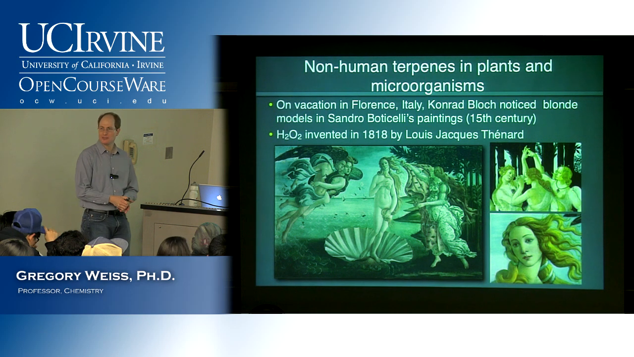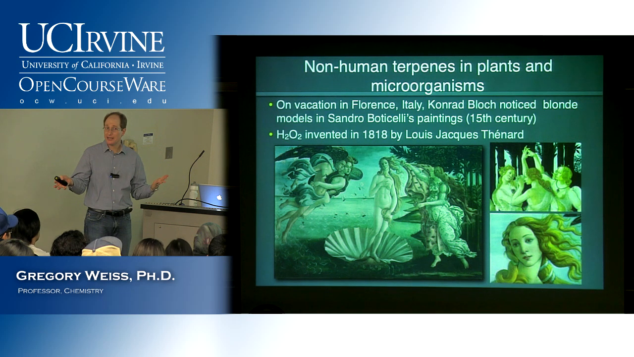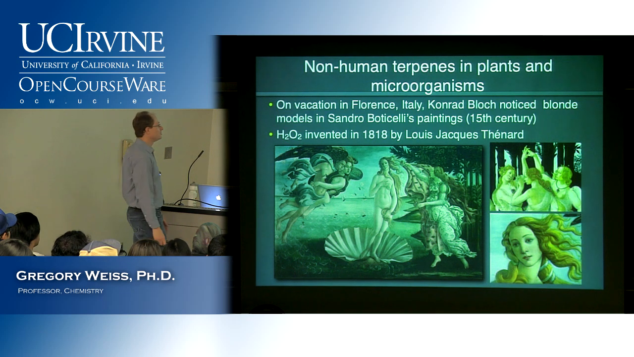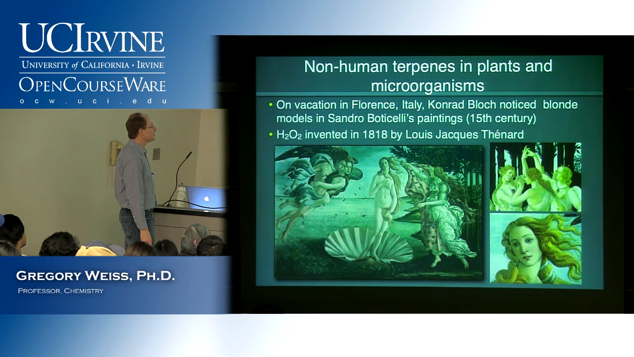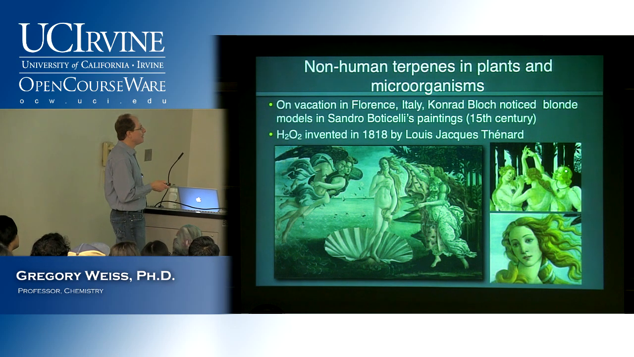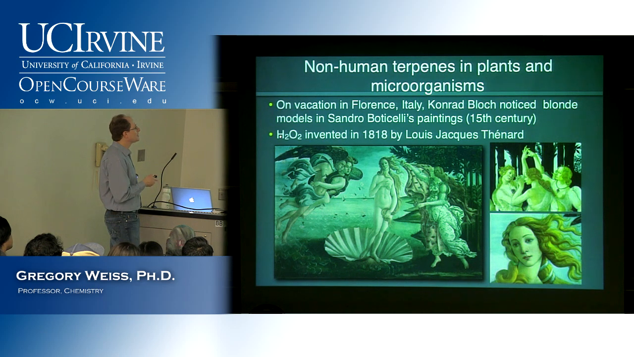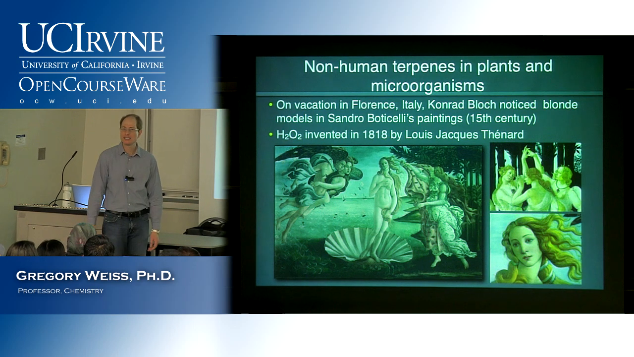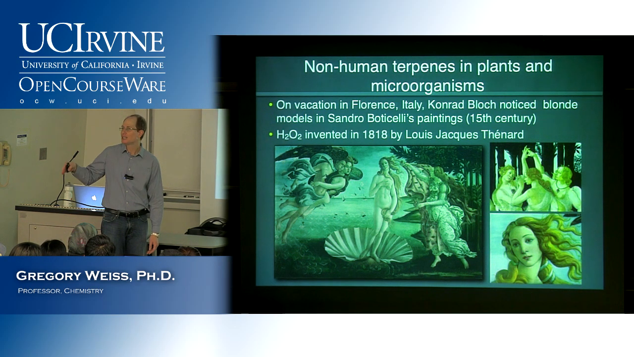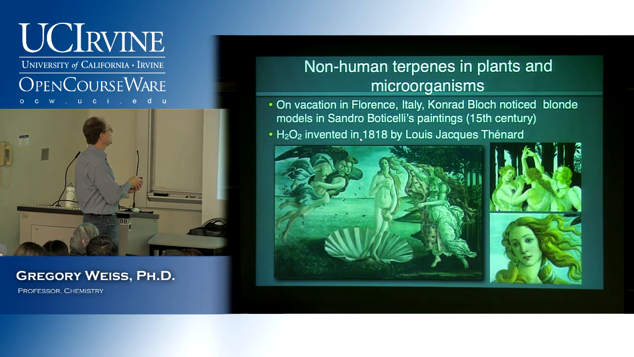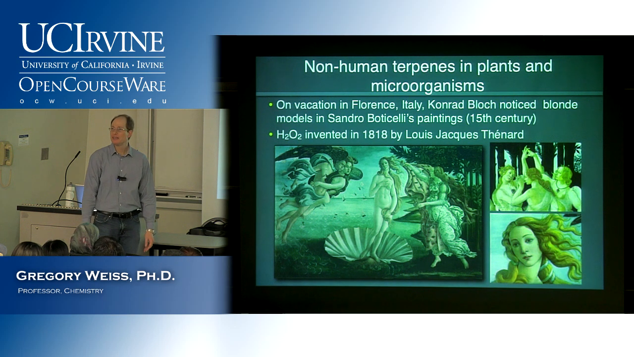And this is a kind of a surprise to him, because if you're in Italy, most of the women have brunette hair. They have dark brown hair. And the thing that struck him was that these were painted in the 15th century, whereas hydrogen peroxide, which is the most common method for colorizing hair, from oxidizing hair pigments from brunette to blonde, was not invented until 1818. So the synthesis of hydrogen peroxide was invented by Thénard in 1818. So presumably, these women did not have access to large quantities of peroxide.